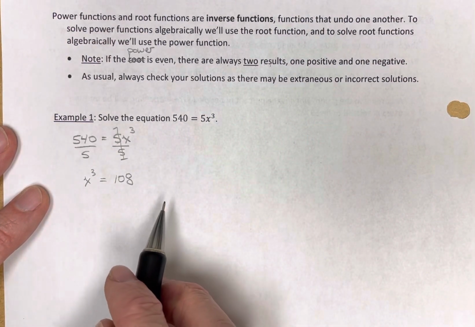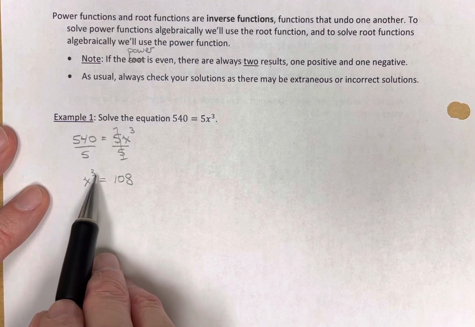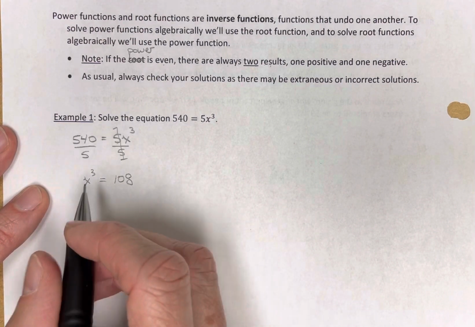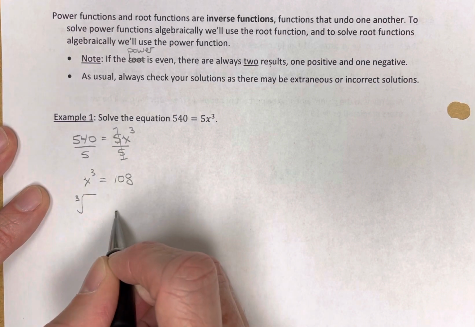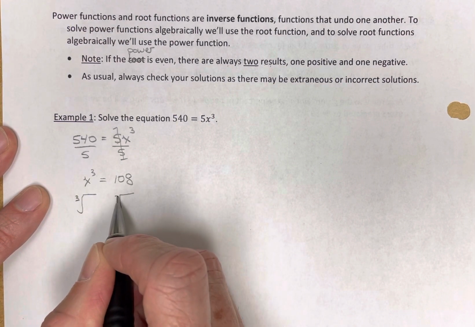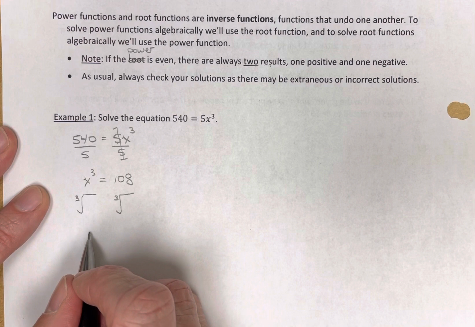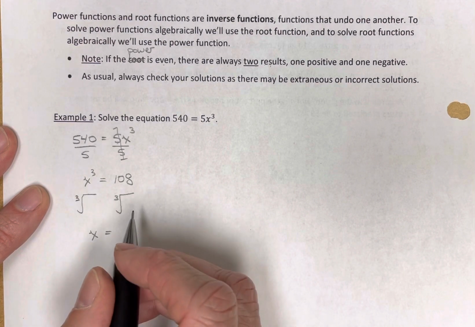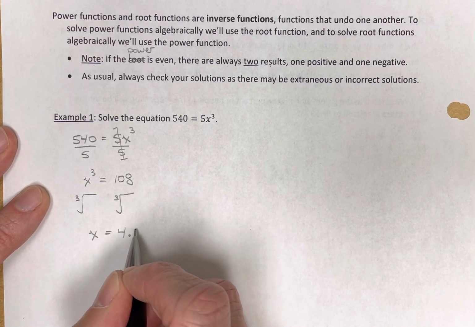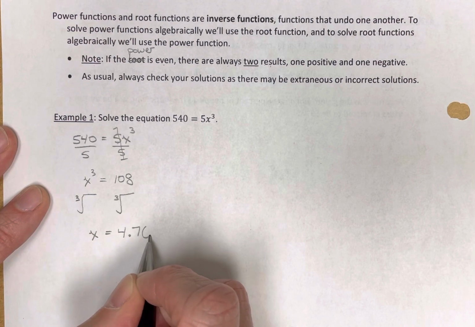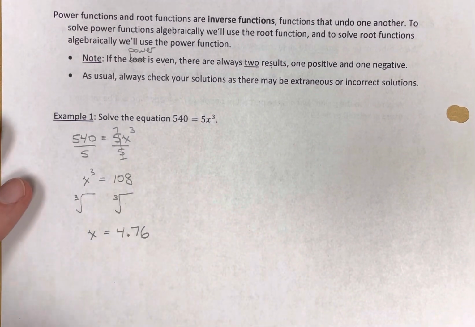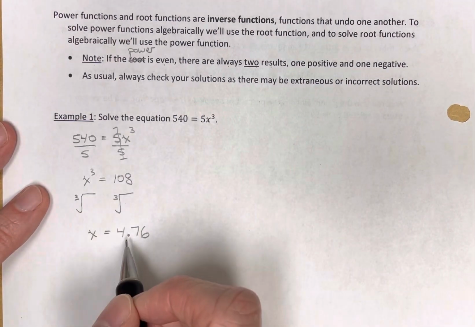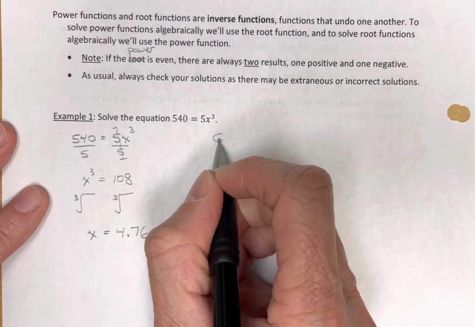So now I'm ready to use the inverse function. This is the cube. I need to use the cube root on both sides. So I'll cube root the left, and I'll cube root the right, and I'll come out with x is approximately equal to, I went to the hundredth here, 4.76. I just cube rooted 108 there. Okay, let's solve it graphically. This is the algebraic solution. Let's go graphically.